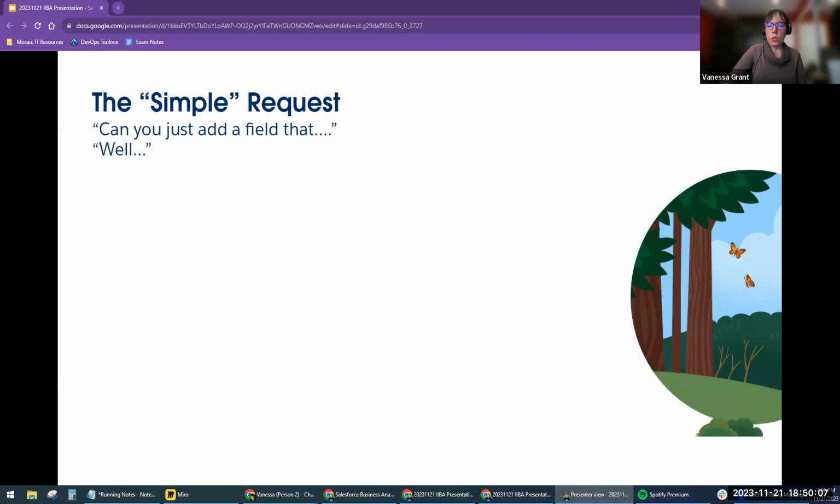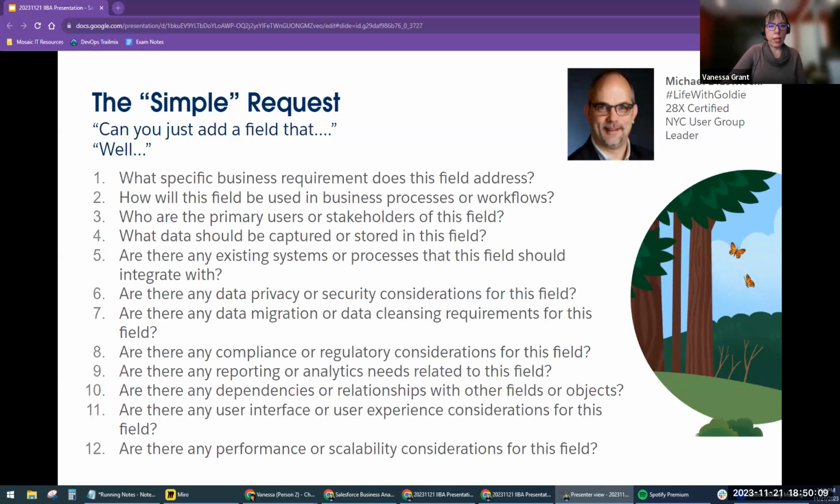I spoke to, I'm going to butcher his last name, Michael Drzwecki, I think it is. He's wonderful. He's a Salesforce Golden Hoodie, 28 times certified, and also a genius. He actually showed me that these are the 12 questions that he asks, even just to get a field added to Salesforce.